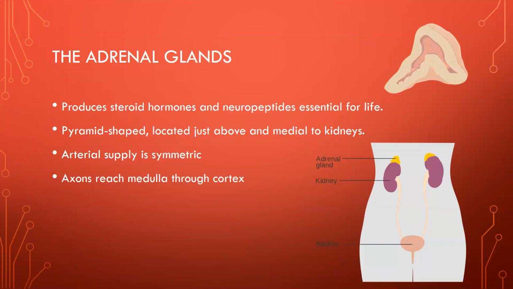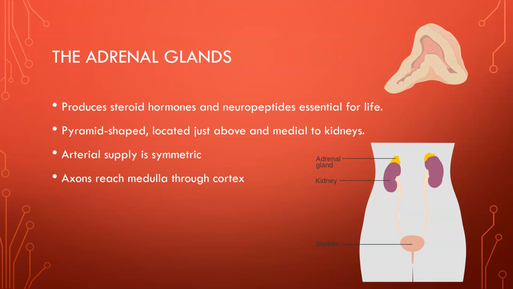Okay, so let's first talk about the adrenal glands. The adrenal glands produce steroid hormones and neuropeptides that are essential for life. They are a pyramid-shaped organ located just above and medial to the kidneys. So they look like little hats sitting on top of kidneys. You have one on top of each of your kidneys.